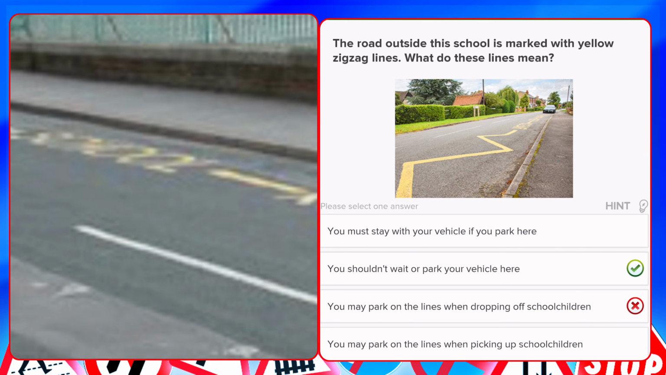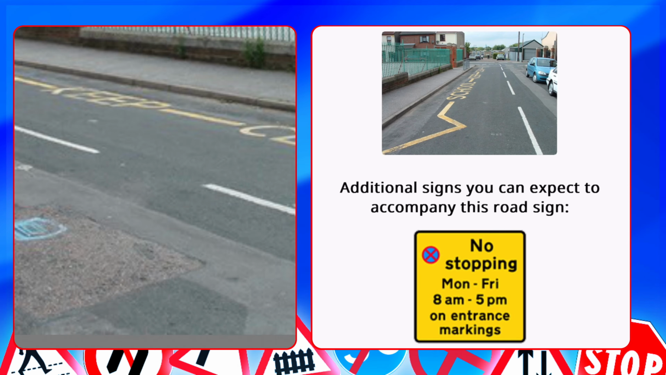And they can also ask the other question, what's it for? What's the reason for it? And it's to allow children to see clearly when crossing the road. So that's the other option they may give you. An additional question they can ask about the school markings is, can you park on the school markings?